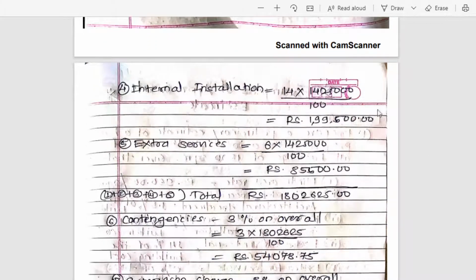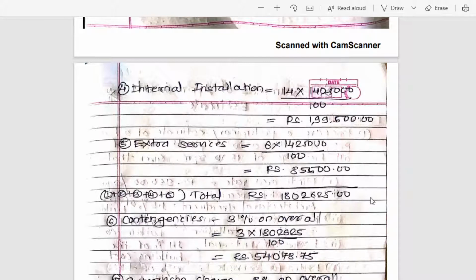Now all these extra costs will be added to the total cost of the building. Now cost of building is 14 lakh 25,000 plus second is your architectural treatment, third one is your sanitation and water supply, then fourth one is your installation, and fifth one is your extra services. We'll add all this cost and the total you will get is 18 lakh 2,625 rupees. So this is your overall cost of building, not yet the approximate estimate.